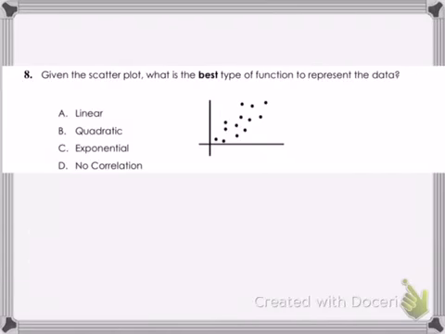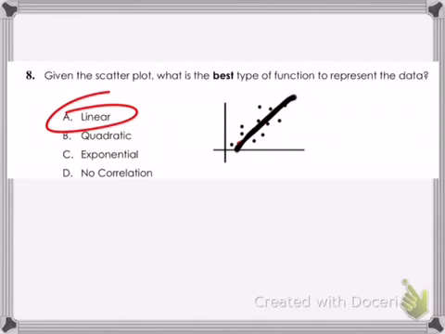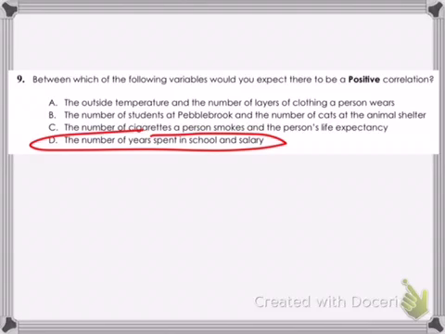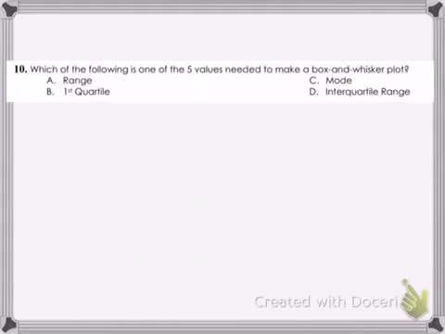Given the scatter plot, what is the best type of function that represents the data? Linear, quadratic, exponential, or no correlation? Linear is going up. They're closer together. Between the following variables, would you expect there to be a positive correlation? Which one would you expect there to be a positive correlation? The number of years spent in school and the salary. The longer you go to school, the higher your salary probably is going to be.